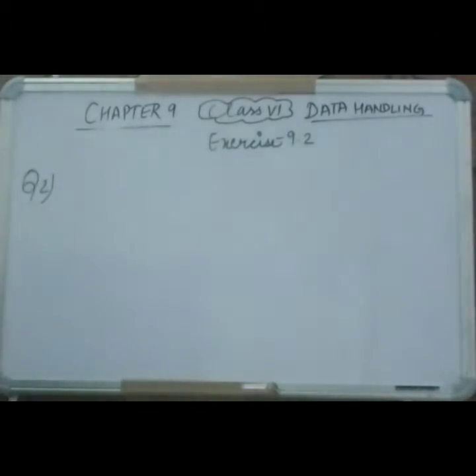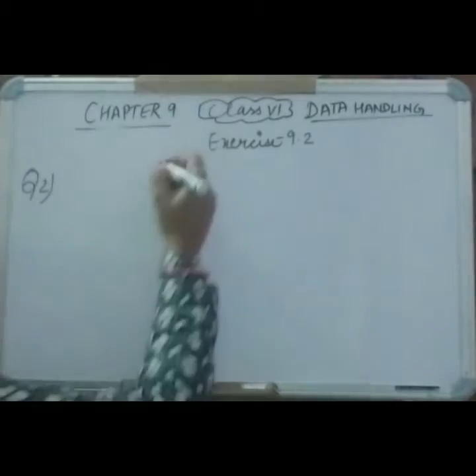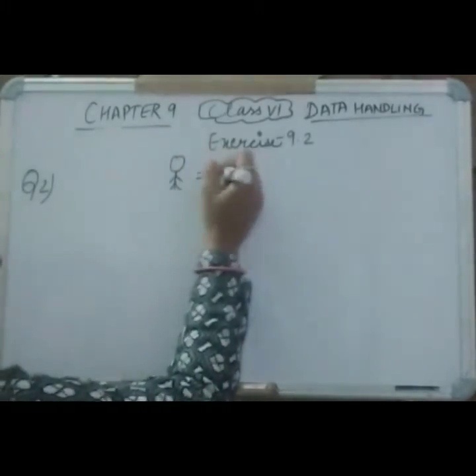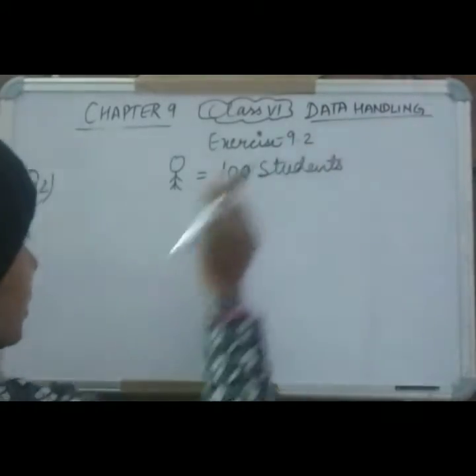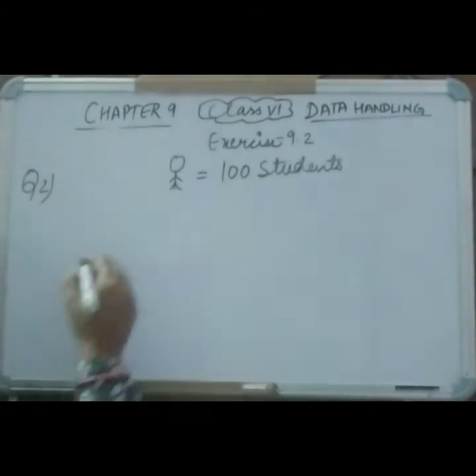Now question number 2. The total number of students of a school in different years is shown in the following table. The years given are 1996, 1998, 2000, 2002, 2004. The number of students given are 400, 535, 472, 600 and 623. Now we have to prepare a pictograph using the symbol. The symbol is given and it is written that it equals 100 students. So this is our scale.